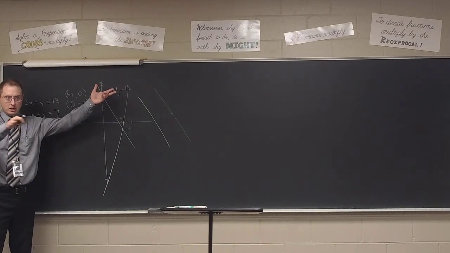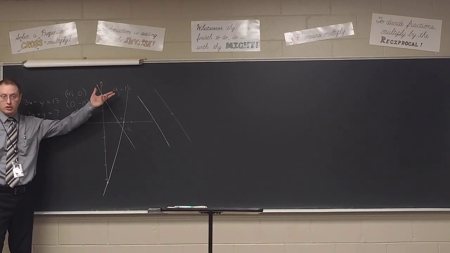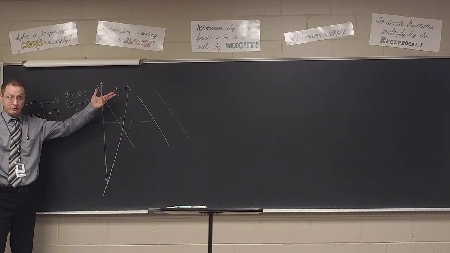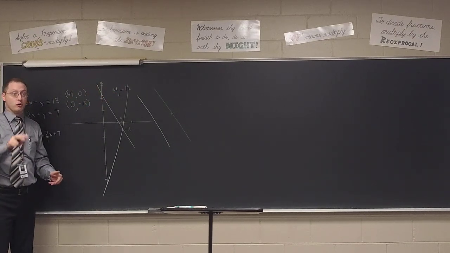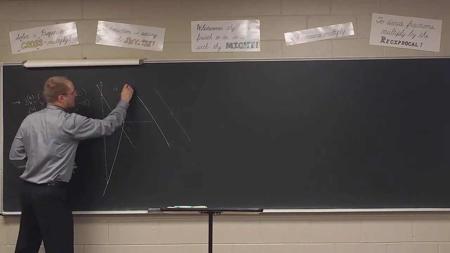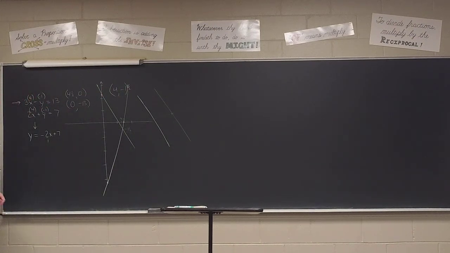You did? What answer did you get? 4, negative 1? 5, negative 2? Let's try their 4, negative 1 real quick. 4, negative 1, that'd be 12 plus 1 is 13. 8 plus negative 1 is 7. So yeah, the 4 and the negative 1 would check, 5 and negative 2 wouldn't. So 4, negative 1 is our answer there.